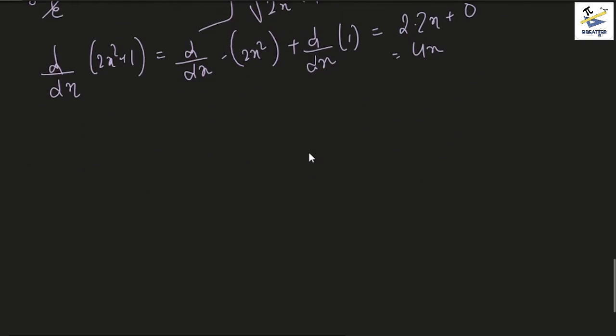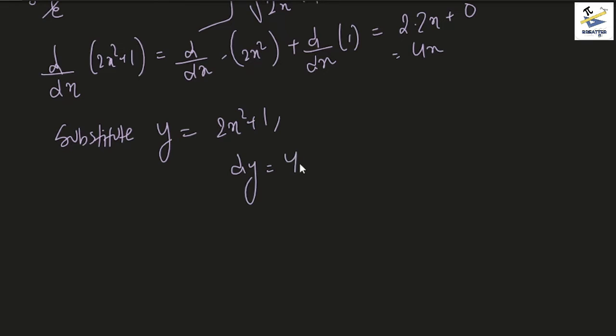And if that is so, what we can do is we can substitute y equals to 2x square plus 1, and thus we see that dy is equal to 4x dx, and this would turn our integral into something like this.